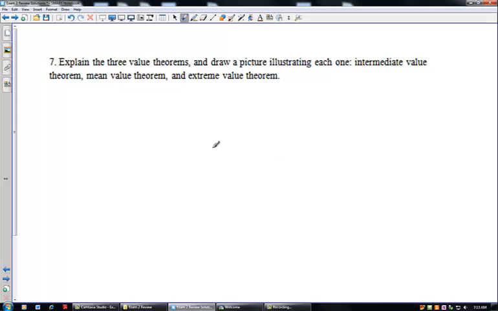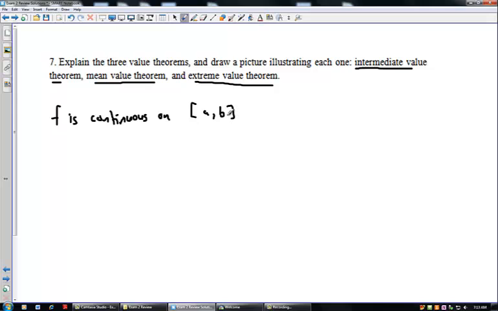And then finally, number 7, the last problem, we want to explain the 3 value theorems and draw a picture illustrating each one. So we have 3 value theorems: the intermediate value theorem, the mean value theorem, and the extreme value theorem. And I'm going to put the intermediate and extreme together because they only depend upon one thing, really. They depend upon the assumption that f is continuous, and that's basically it. So f is continuous on this closed interval a and b. So the assumption is valid in all 3, but that's all you need for the intermediate value theorem and extreme value theorem. So let's talk about the intermediate value theorem and what it says.